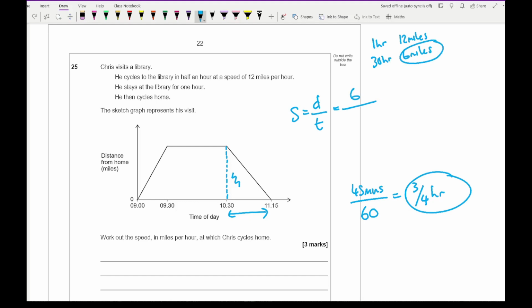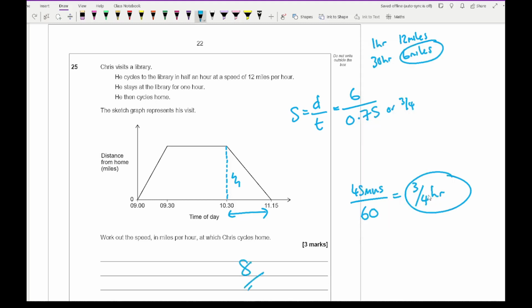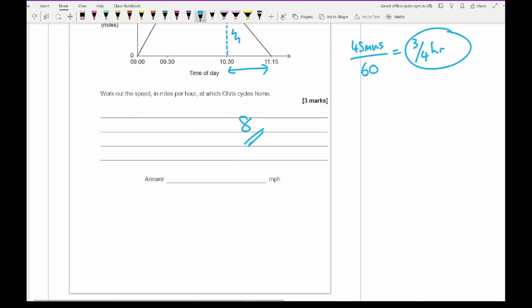So I'm doing 6 divided by 0.75 or 3/4, whichever floats your boat. And if I type that into my calculator, so 6 divided by 0.75 equals 8. And so the speed is 8.